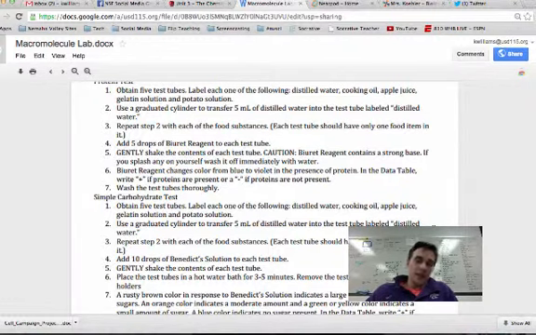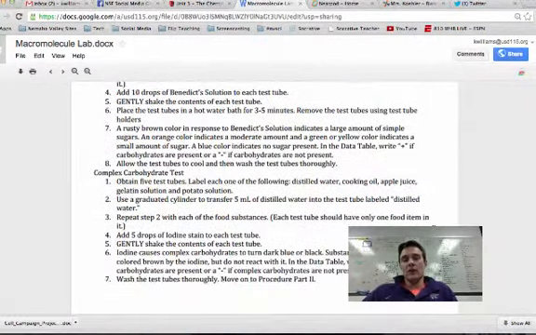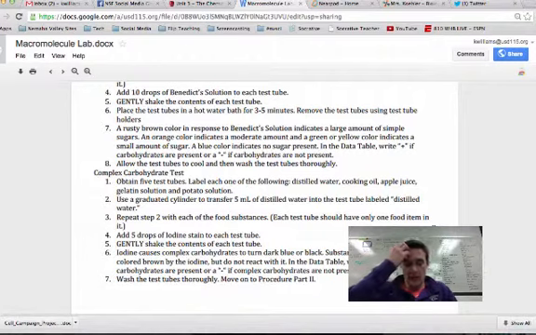If you get a rusty brown color, then you have a large amount of simple sugars. That solution is chock full of sugar. If it's orange, you've got a moderate amount. Yellow to green, you've got a minimal amount. And if it stays its blue color, you've got nothing.